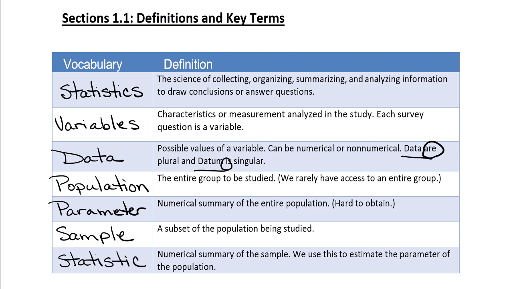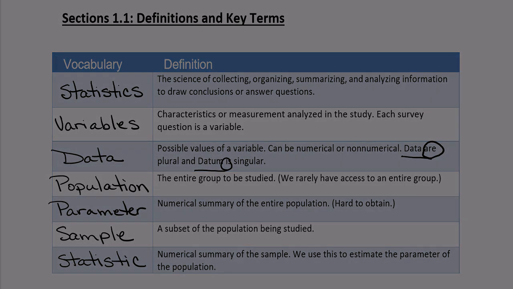So yes, the word statistic is used twice here, so think of it like context. If you're talking about the study of statistics, that's the entire science. But if somebody asks you, show me the statistics, that means show me the data, show me the numerical information you have gathered on a sample of a population.